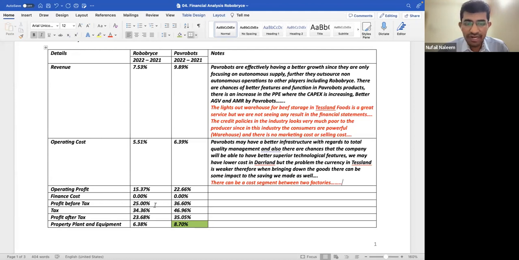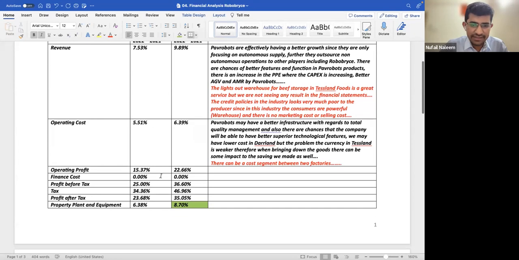Now, students, let's move forward with the next one, that is the operating profit. Now, if you see operating profit is 15.37%, and this is 22.66%, if I'm not mistaken. Now, in this case, students, the Pavrobots, you see, profits are growing better than us, if I'm not mistaken. And we don't see much information given about them. But one thing we can understand is if they have outsourced their non-autonomous activities to us, that means they are effectively having superior quality autonomous products. That's what they are maybe doing well in the market.